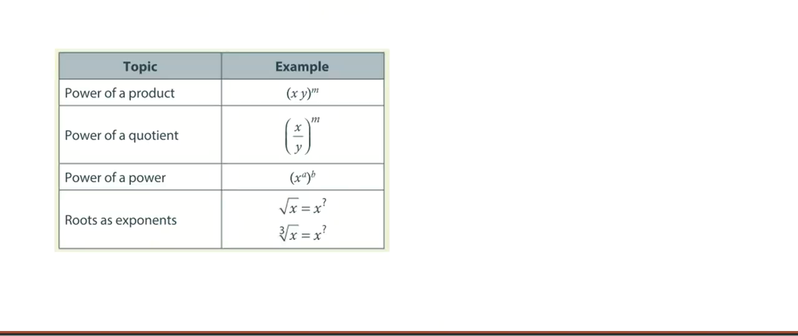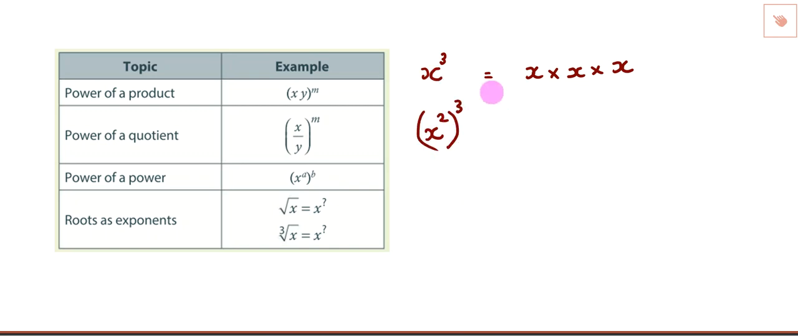The next one to consider is the power of a power. So let's look at it. If we've got something like x to the power of 3, we know that that's x times x times x, right? But if we've got x squared and then to the power of 3, well, we just replace the x's with our x squareds. So it becomes x squared cubed. So x squared times x squared times x squared.